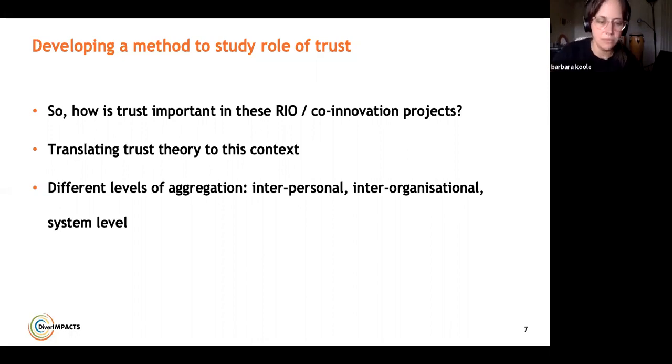So one big measure that I took is that I distinguished 3 levels of aggregation. Because when you're co-innovating, there's always a room where you're with people that are coming together in workshops, and that are people that are collaborating with each other. And on this interpersonal level, there's already a lot of trust dynamics going on, because it may be people that already have worked together before with either positive or negative experiences.